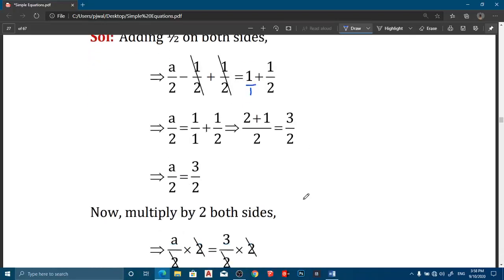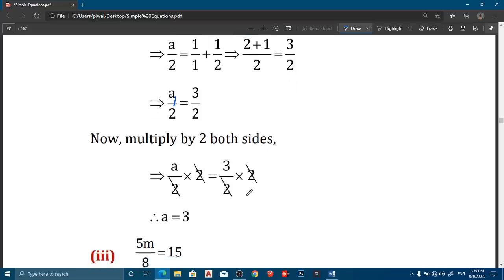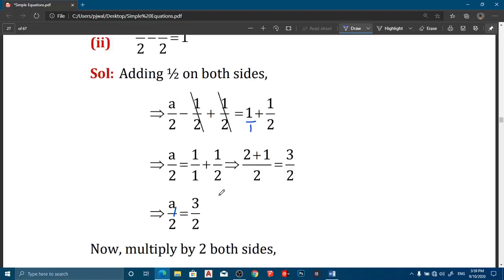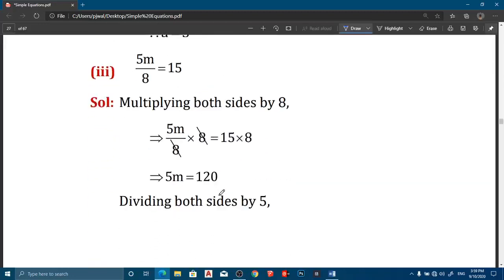So now this is a by 2 is equal to 3 by 2. So now we want only the a value here. Therefore, we have to multiply with 2 on both sides. To remove this divided by 2, you have to multiply by 2 on both sides. Okay, now by multiplying, this 2 gets cancelled. Here also 2 gets cancelled because the denominator is the same on the right side. So now therefore a is equal to 3 is the answer. Here he is not asking for any verification in this problem. Okay, that's why we are just doing the solution.